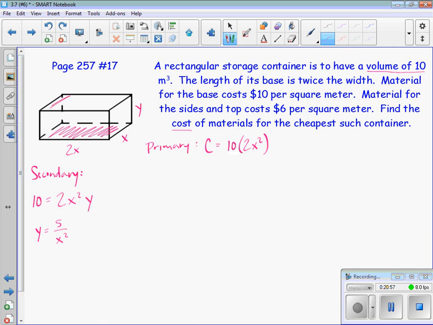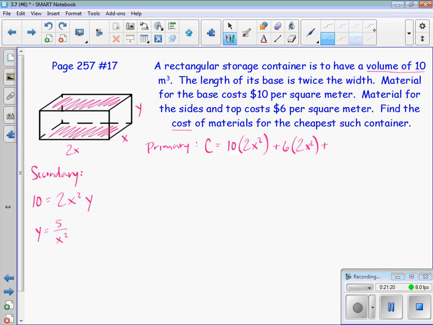Now, how much does this top cost? Same thing. Or no, not the same. How much does the top cost? 6. And the area is the same, right? So you see the sides and top are $6. So it's $6 for the top, and that would also be a 2x squared.